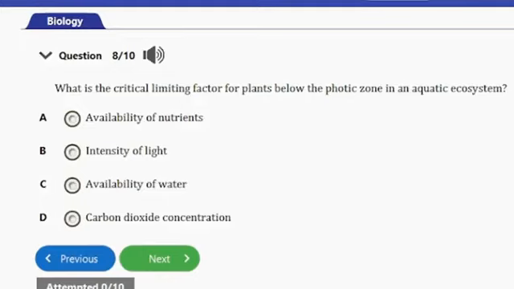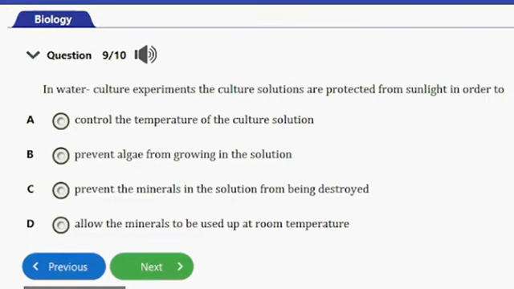So let's look at the next question. Question number 8. It says, what is the critical limiting factor for plants below the photic zone in an aquatic ecosystem? We have A, availability of nutrients, B, intensity of light, C, availability of water, and D, carbon dioxide concentration. So guys, the answer to this question here is option B, and that's the intensity of light. So let's look at the next question.